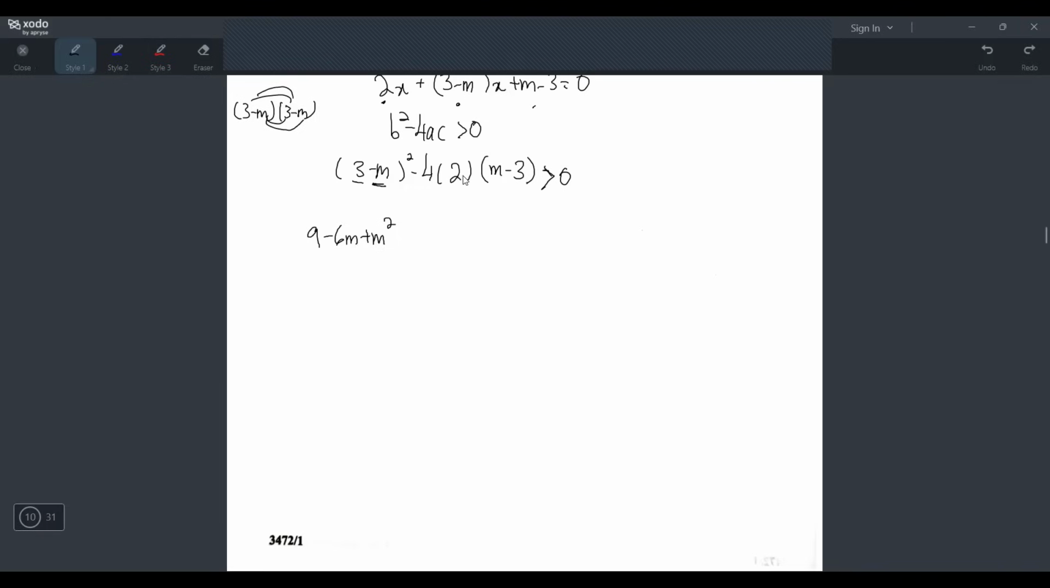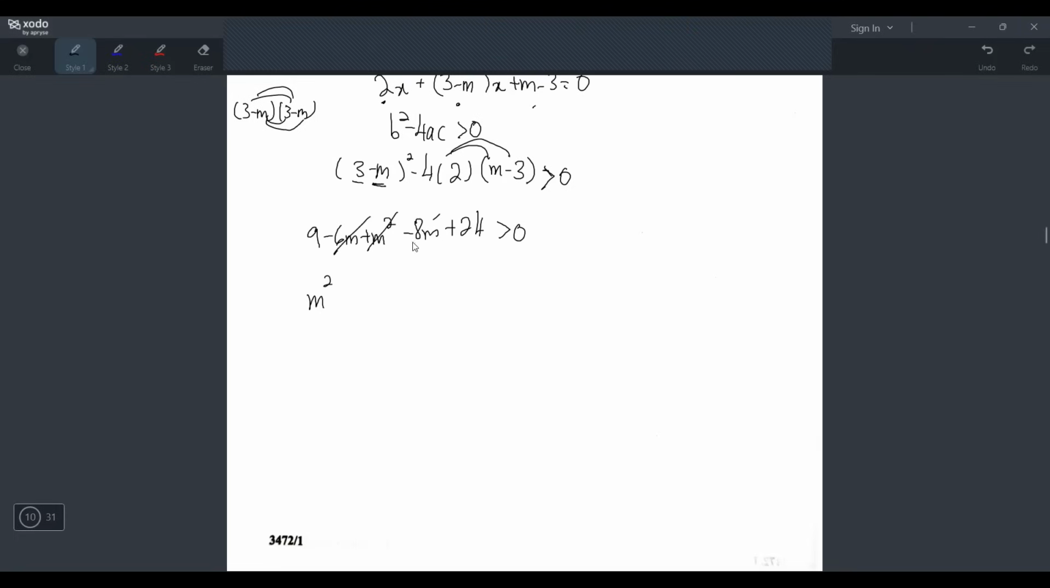Alright, let's continue. Negative 4 times 2 is negative 8. Negative 8 times m, negative 8m, and then negative 8 times negative 3, positive 24. Bigger than 0. Okay, sampai sini saya nampak ada square. So when there is a square it means it becomes a quadratic. And when it's a quadratic, you have to pindah everything to one side equals 0, and then susun jadi general form. So m square have to susun tulis dulu lah.